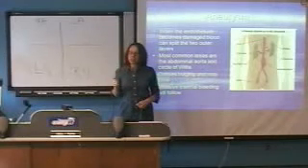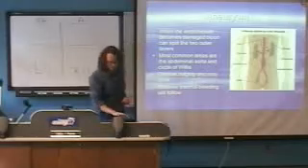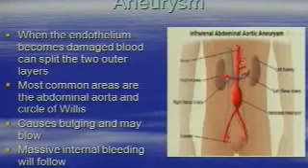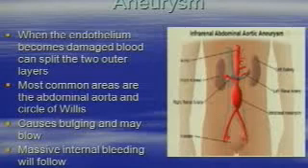Okay, so with an aneurysm, the endothelium, let me zoom in here, okay, the inside of the blood vessels becomes damaged. Blood can actually damage that inside lining. It can weaken the walls. If those walls get weak enough, it can burst. The two most common areas are in the aorta and the circle of Willis. Now, the circle of Willis is that blood supply to the brain. An aneurysm causes bulging and may blow, can cause massive internal bleeding, either in the abdominal region or in the brain.